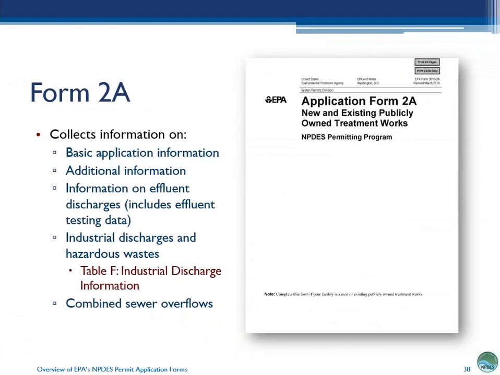Finally, Section 5 applies to POTWs with a combined sewer system. A combined sewer system is a wastewater collection system owned by a state or municipality which conveys sanitary wastewaters and stormwater through a single pipe system to a POTW treatment plant.